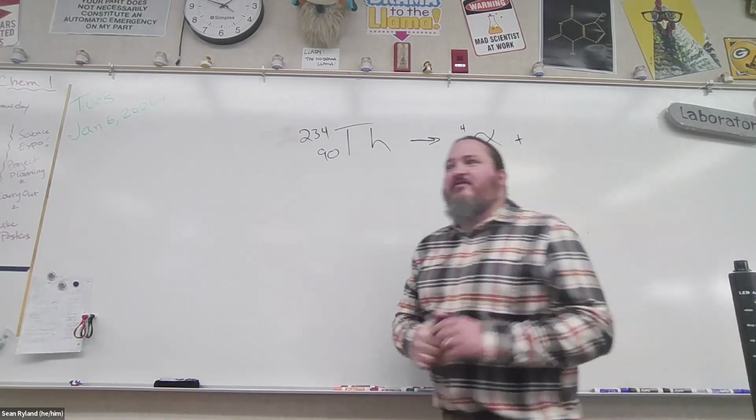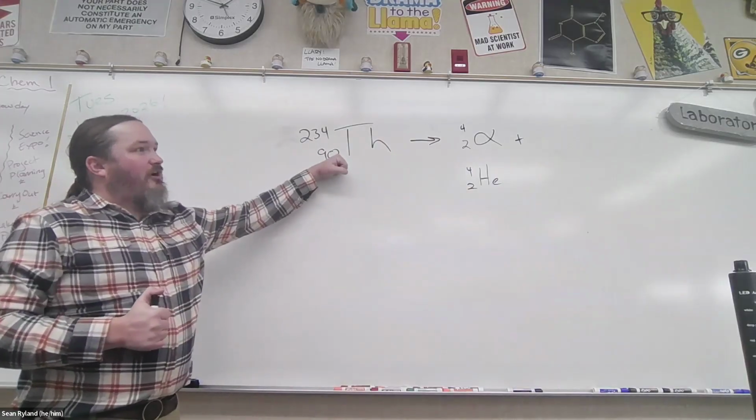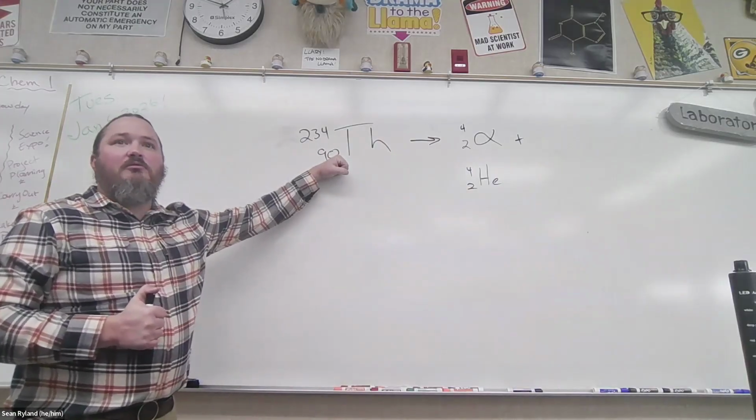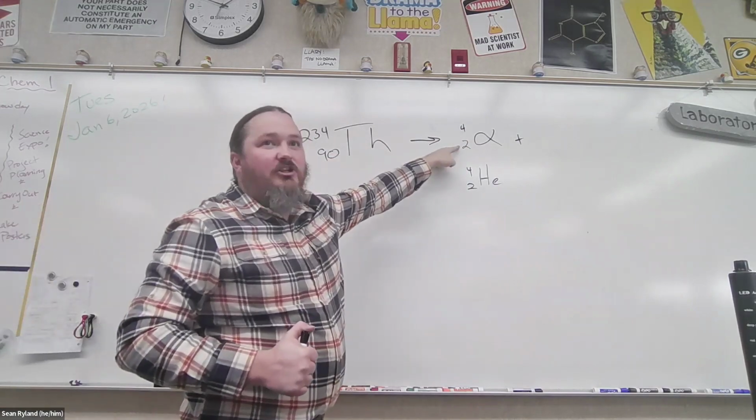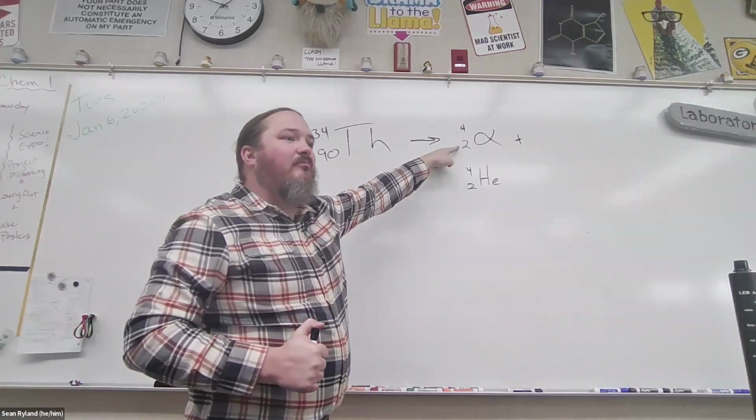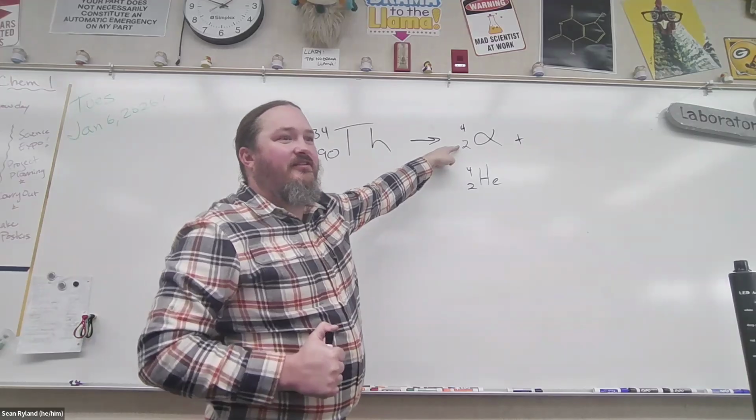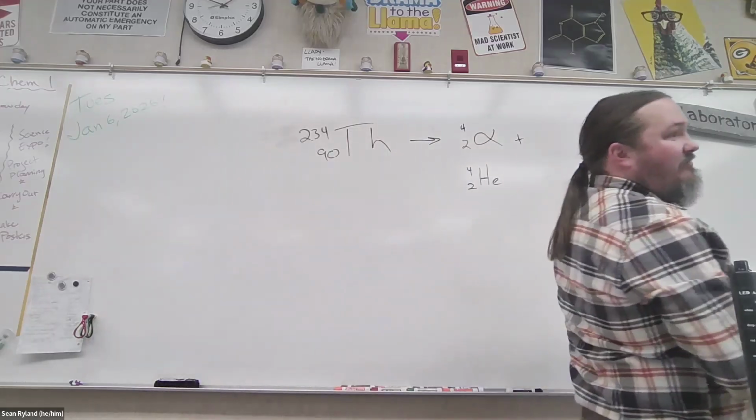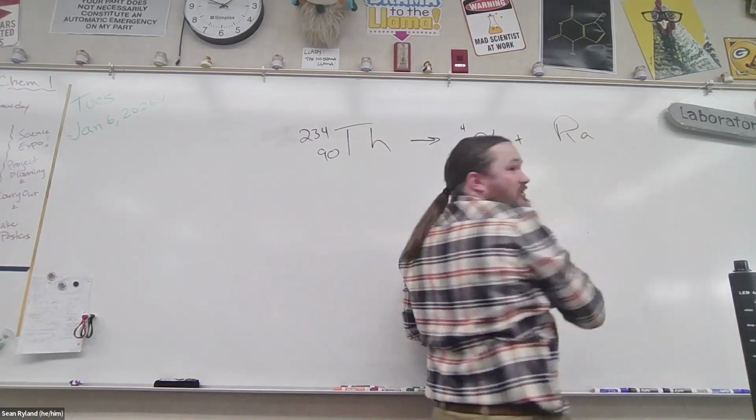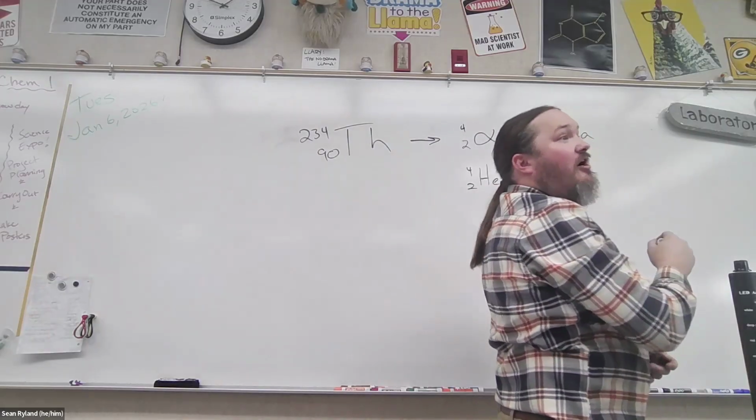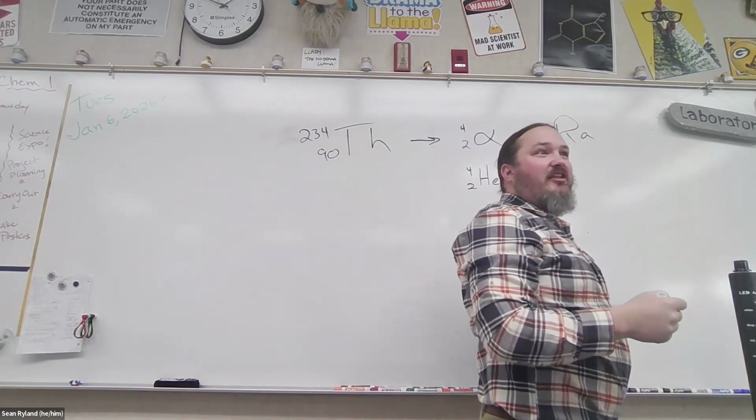What would the other piece of this be? When thorium breaks up and gives off an alpha particle, how many protons does it lose? 2. So what's thorium missing 2 protons? Is it radium? I think it's radium, not radon yet. Radium will decay into radon after this on the next step.